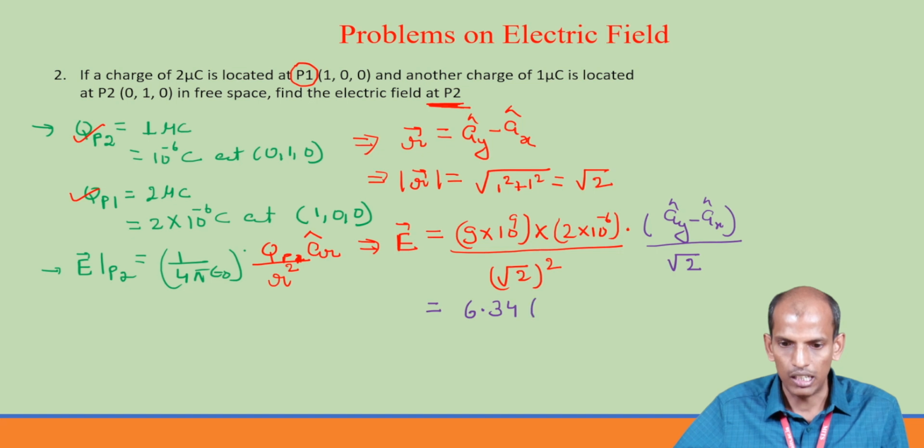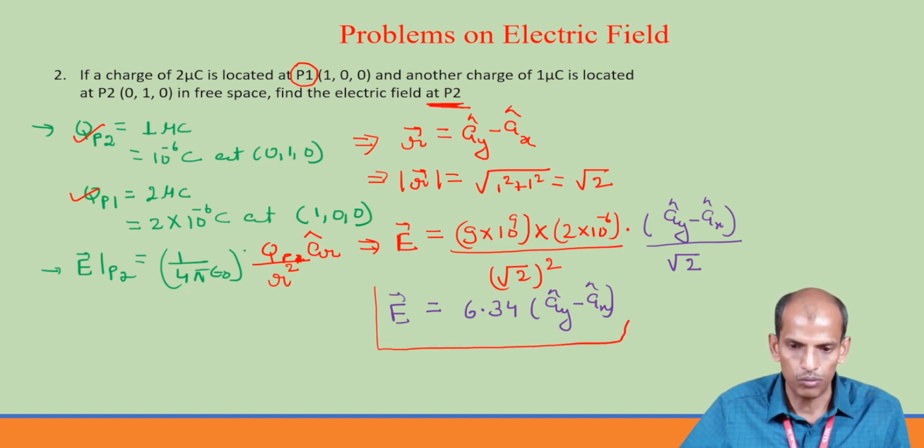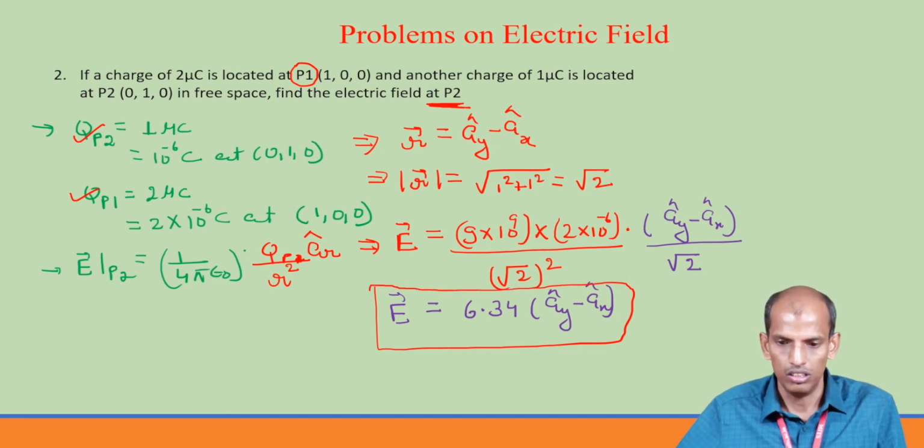Approximately times AY hat minus AX hat. So this is how you can solve a problem of finding the electric field at a particular point. So this is what we have solved. Let us see one more problem for today's session.